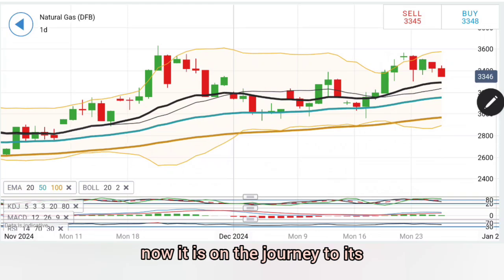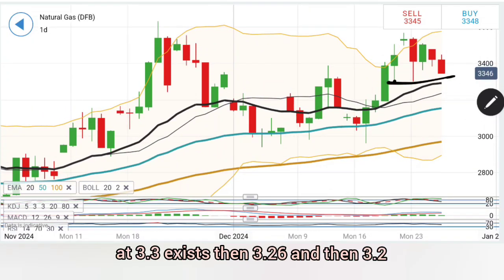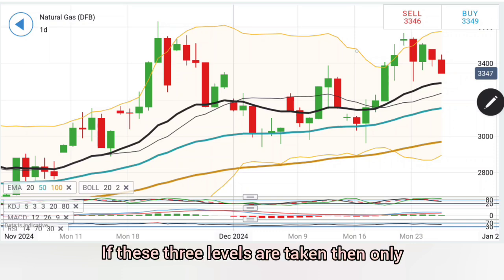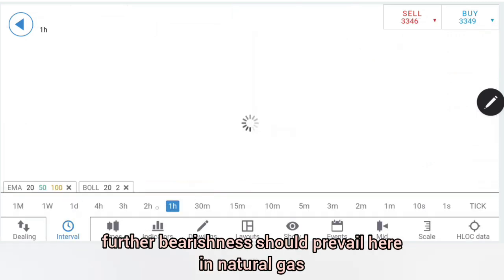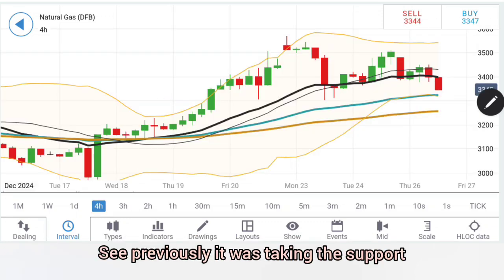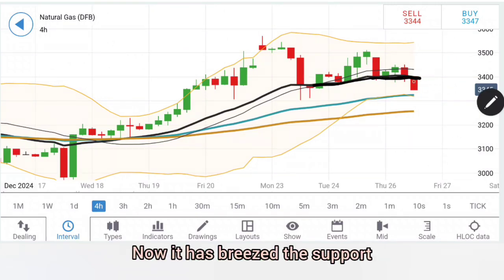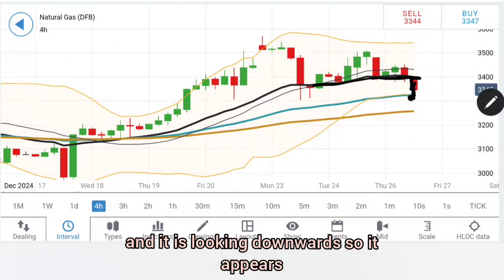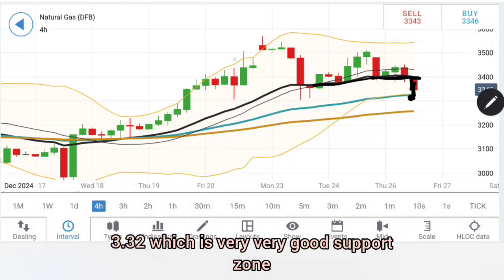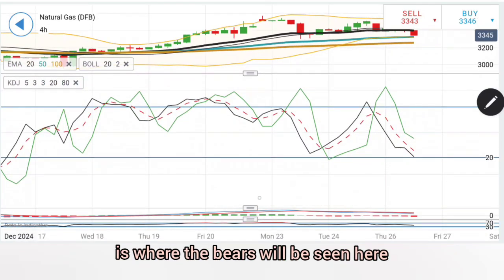So right now it is on the journey to it, but I will say a very important support at 3.3 exists, then 3.26, and then 3.2. If these three levels are taken, then only further bearishness should prevail here in natural gas. If you look at the 4-hour chart, the observation is the same. Previously it was taking the support from the 20 period moving average. Now it has breached the support and it is looking downwards. So it appears that we may see it soon towards 3.3, 3.32, which is a very, very good support zone. Only below 3.3, 3.32 is where the bears will be seen here.